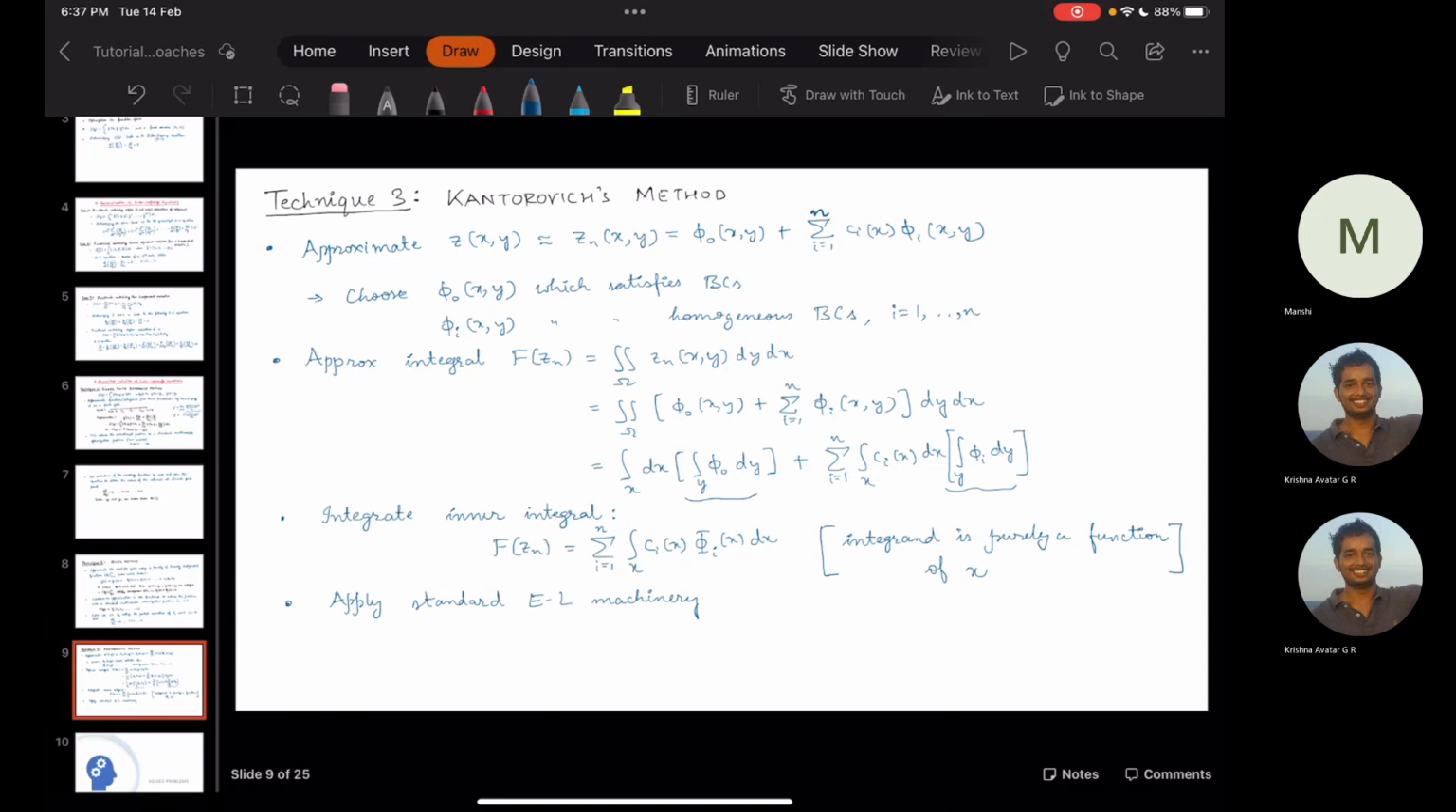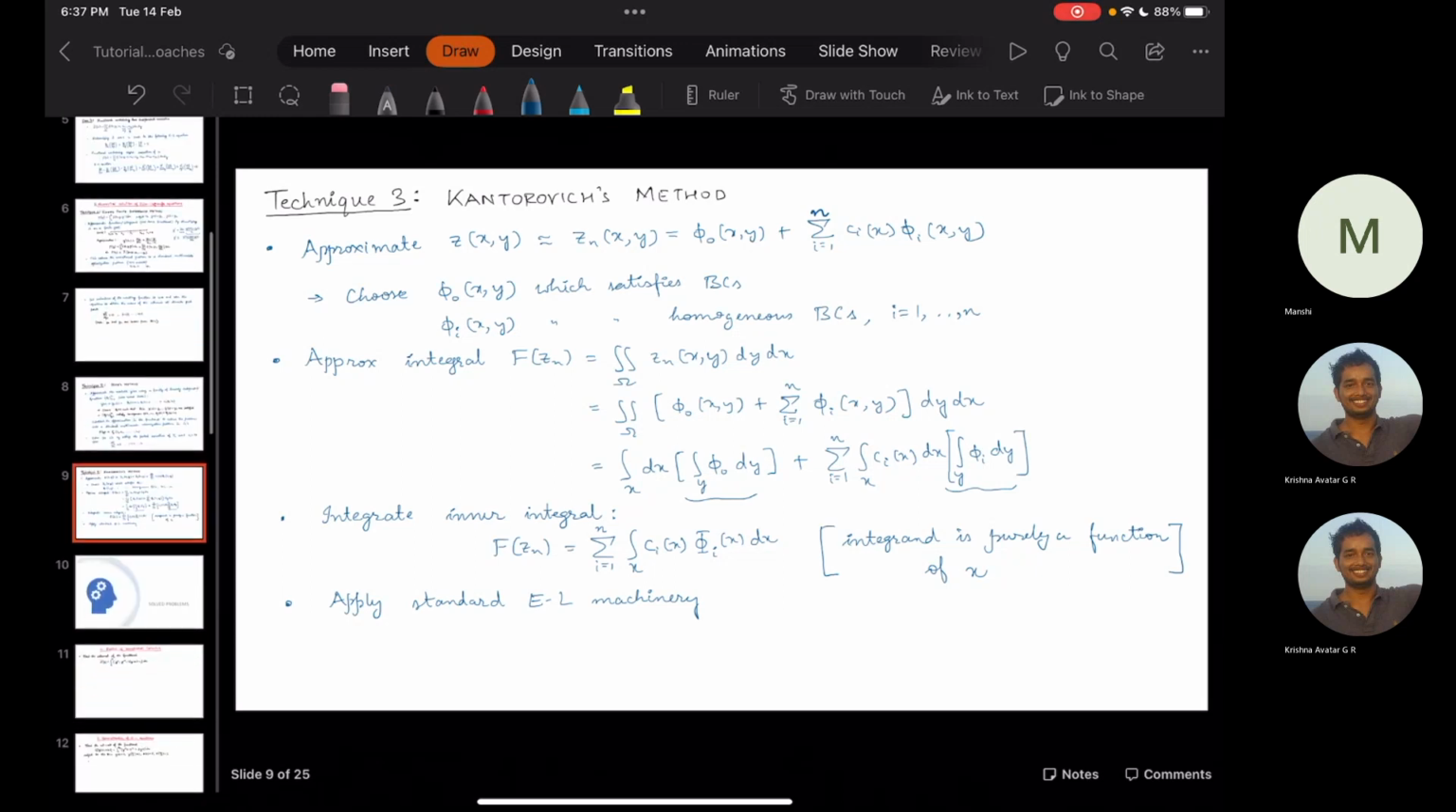Now we essentially have a variational problem in a single independent variable x, and we can apply the standard Euler-Lagrange machinery. You very well know what we mean by that. We will extremize with respect to the principal quantity here, and then obtain our Euler-Lagrange equation and solve it to obtain our solution.